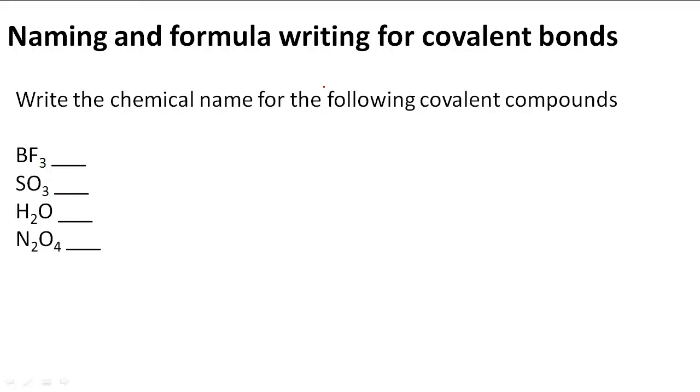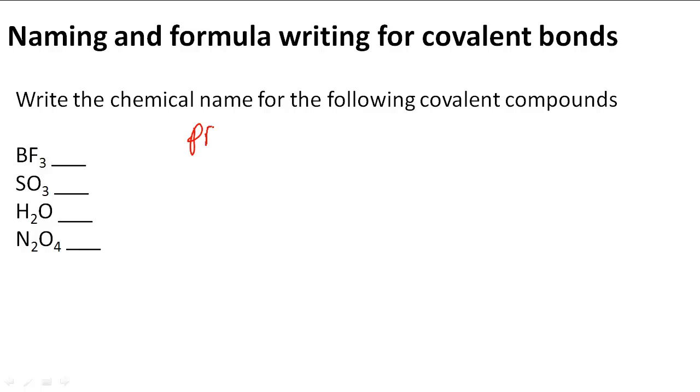Naming and formula writing for covalent bonds. So in this example problem, it says write the chemical name for the following covalent compounds. So all of these are covalent compounds, but we need the rules of writing covalent compound names. So we have the formulas here, we just need to know how to write their names.